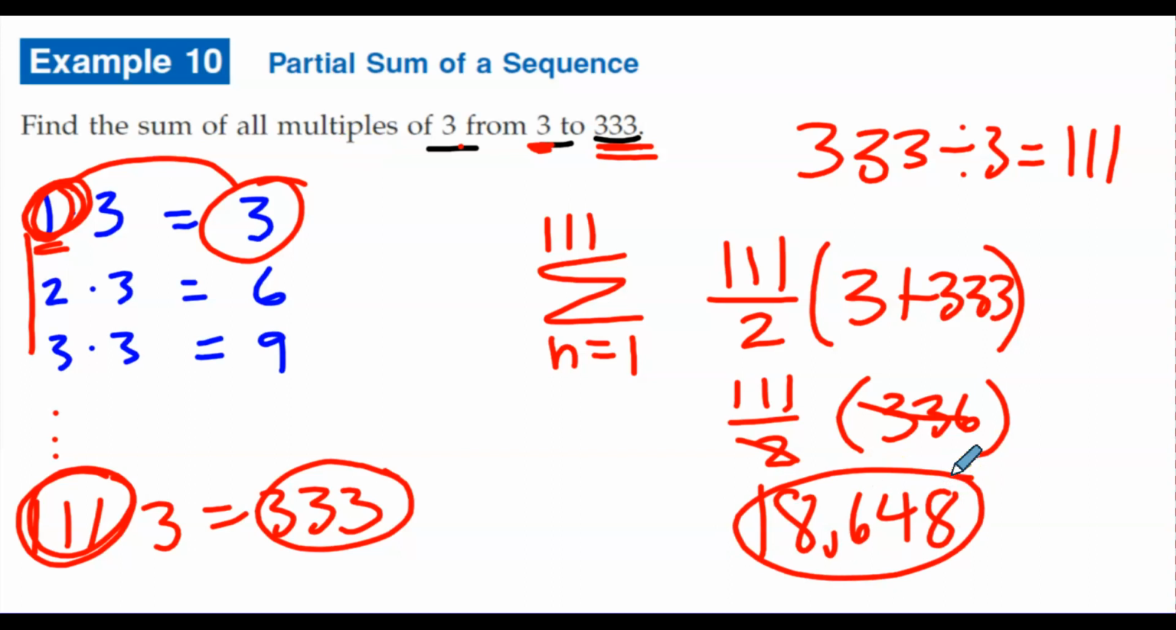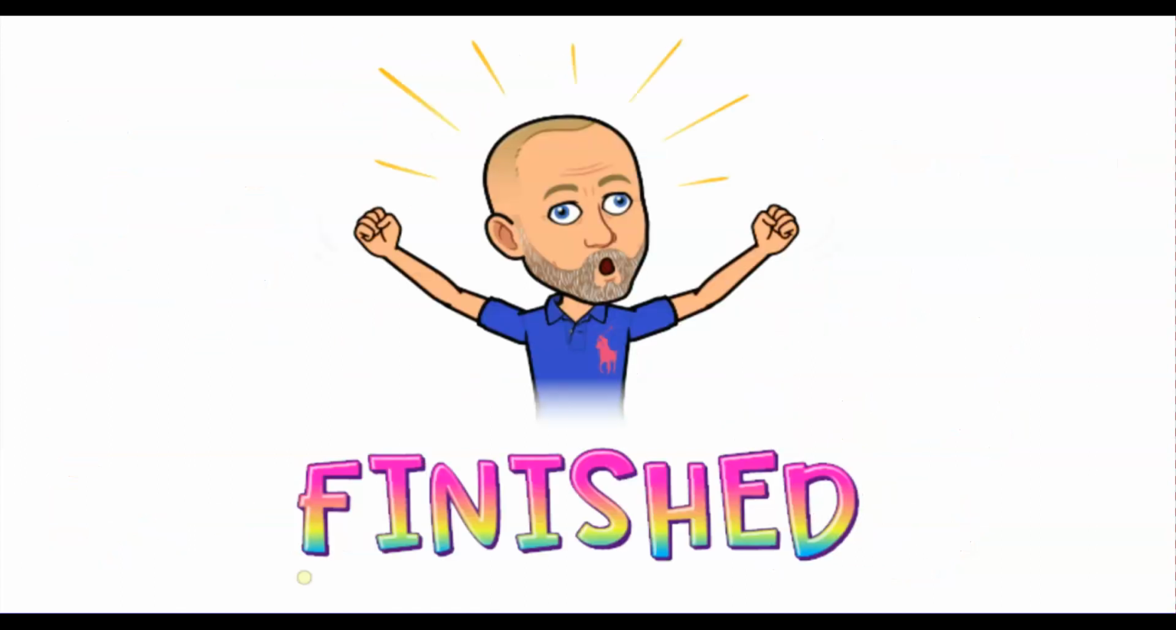So once again, we're using the summation notation and the formula to find the sum, or the partial sum, of a sequence. And that's it.